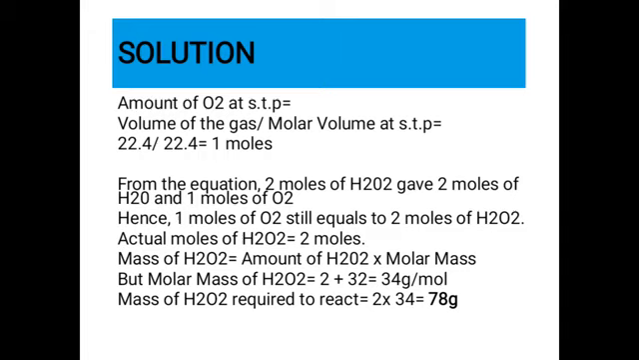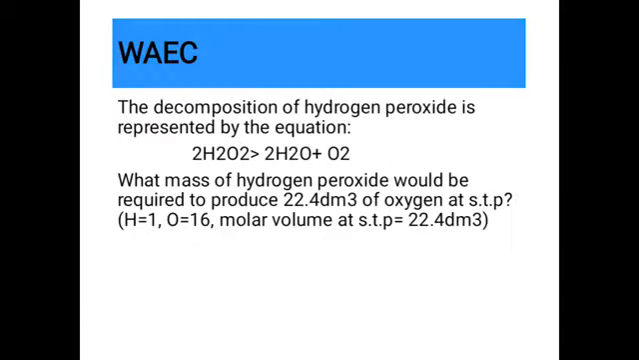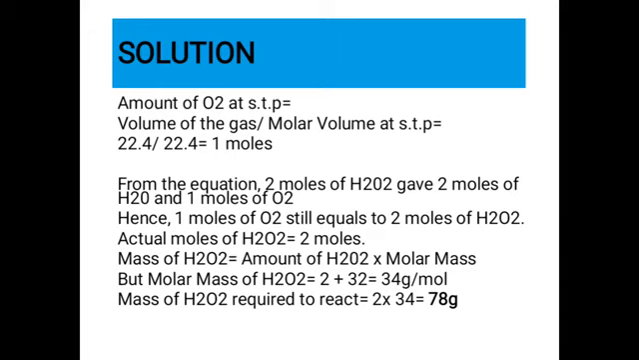That's 1 mole. Then the next step is to do stoichiometry of that question by saying that 2 moles of H2O2 gave 2 moles of water and 1 mole of O2. Therefore, 1 mole of O2 will now be equal to 2 moles of H2O2. Yes, from that equation, if 2 moles produce 1 mole, then 1 mole of O2 will now produce 2 moles again. So the actual mole of hydrogen peroxide is 2 moles. Then we have to look for the mass.